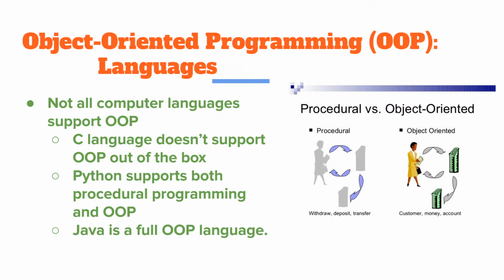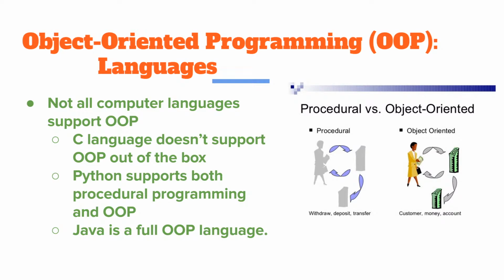Alright. So now that we've talked about procedural programming in the very beginning, and how all of that is just straightforward programming, the use of classes is actually an entirely new type of programming known as object-oriented programming, or OOP, right? So not all computer languages actually support OOP.